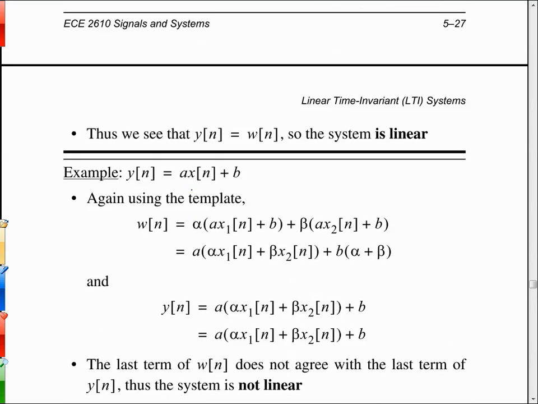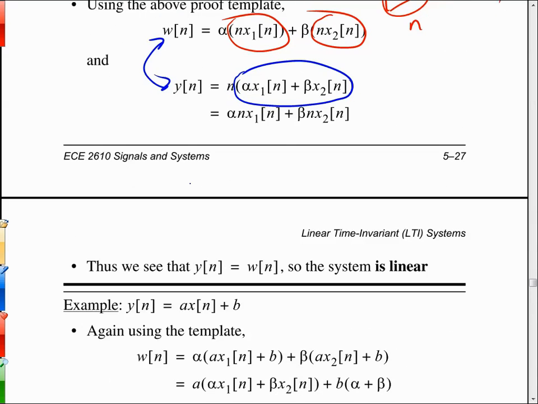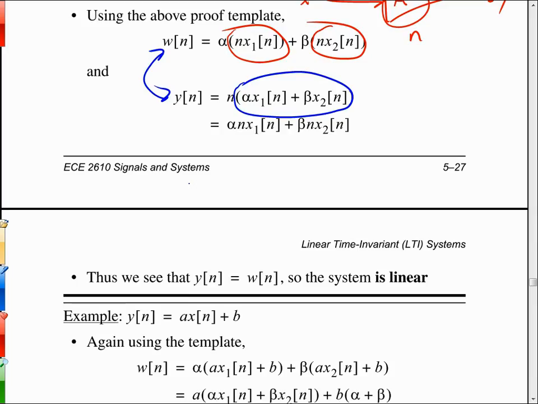So in this particular case, the system's definitely linear because, if you wanted to drive this down further, about all you could do is pull the alpha out and write it as n x1 of n, and then put a parenthesis around there differently. Then you could say, look, it's alpha times x1 applied to the input, which was n x1, and it's beta times n x2 applied to the input, and that was identical to the W of n output.